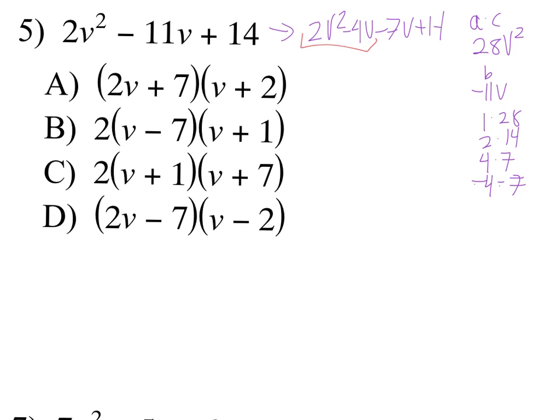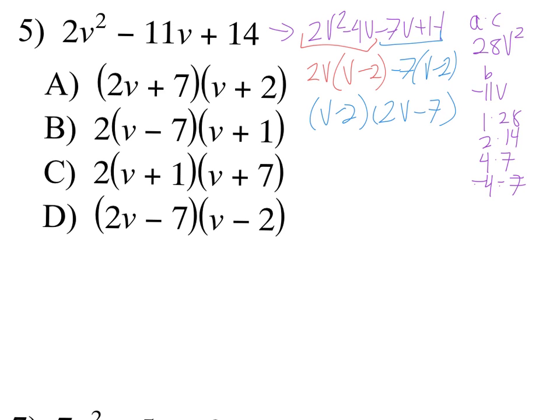I look at my first two, they can take a 2v, and I'm left with v minus 2. For the next pieces, I can divide out a -7, and I'm left with v minus 2. That gives me v minus 2 and 2v minus 7, which happens to be answer choice D.